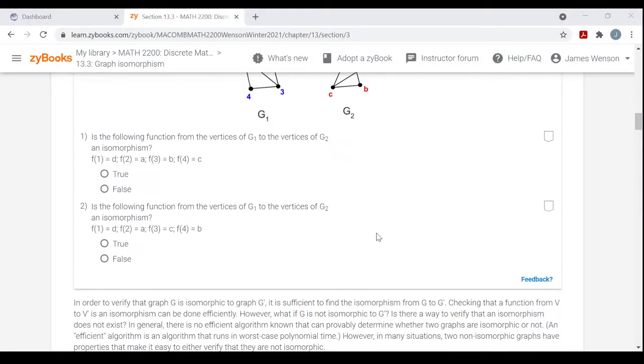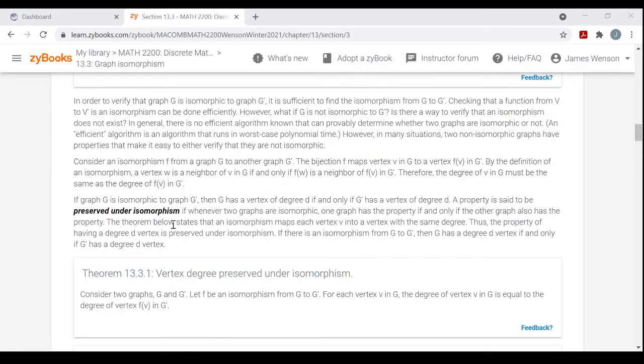And that's what they get into after all this, talking about preserving things. What gets preserved under an isomorphism? All right. So in order to verify that a graph G is isomorphic to a graph G prime, it is sufficient to find this isomorphism from G to G prime, this bijection that preserves all the edges. Checking that a function from V to V prime, or the vertex sets, is an isomorphism can be done efficiently.